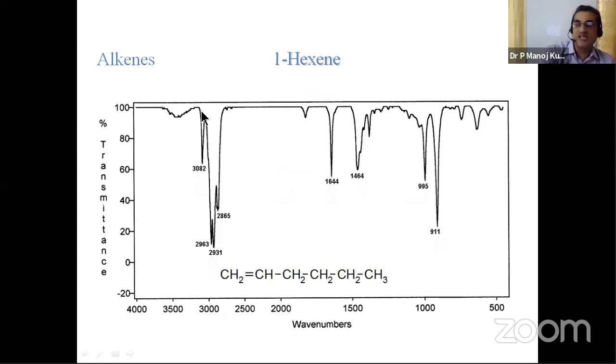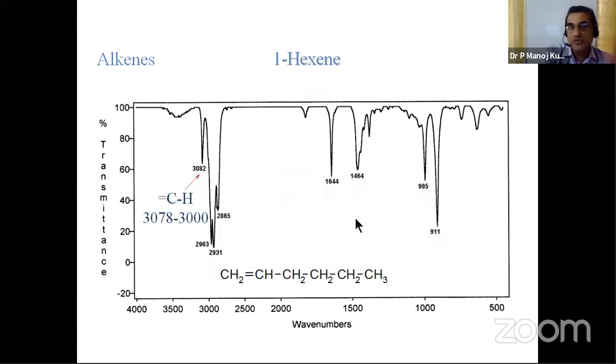C double bond C, whether it is coming in a benzene ring or in an alkene ring, it will come above 3000. This value will be between 3000 to 3078 centimeter inverse. Please make a note of this. Very, very important. Later on, it will help you in the interpretation pattern.